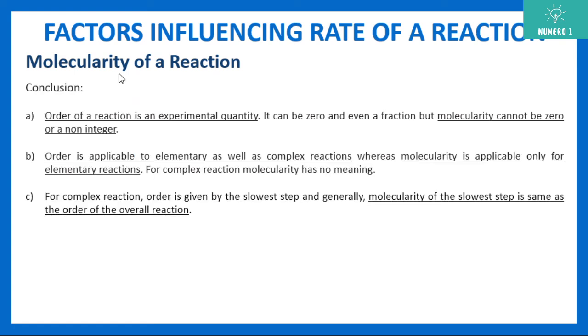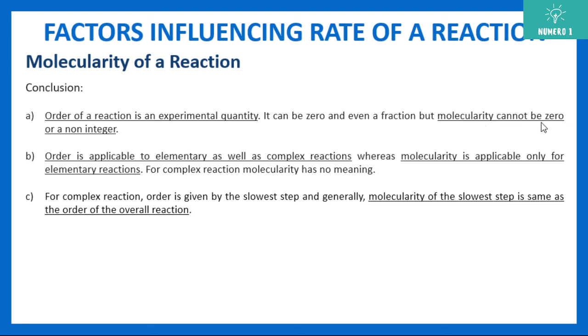So the conclusion from all this is the order of reaction is an experimental quantity. It is not theoretical. Order of reaction is an experimental quantity. It can be zero, it can even be a fraction. But molecularity cannot be zero or a non-integer, because remember that these are the species which are reacting to give you the final molecule. So it cannot be zero.